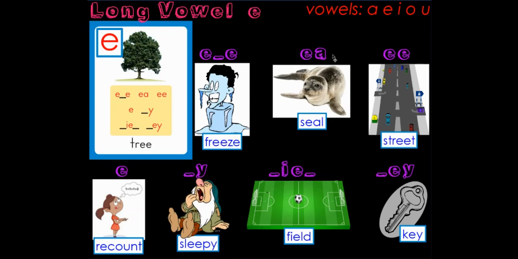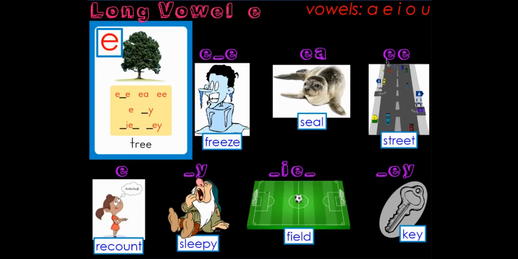Our second letter pattern that makes the long E sound is EA, like the word seal. For example, we have a picture of an animal. This animal is a seal. This EA pattern is usually found in the middle of words, like we see in the word seal. It's not at the end of the word. It's not at the beginning of the word. It's in the middle of the word.